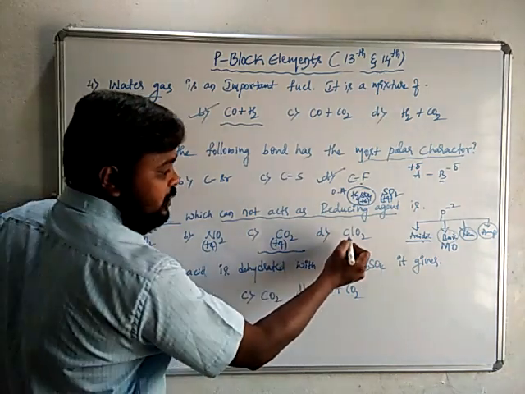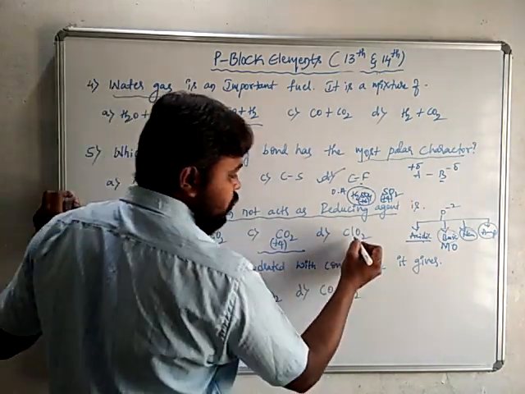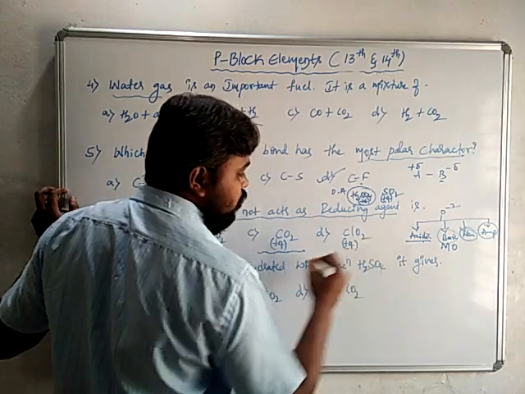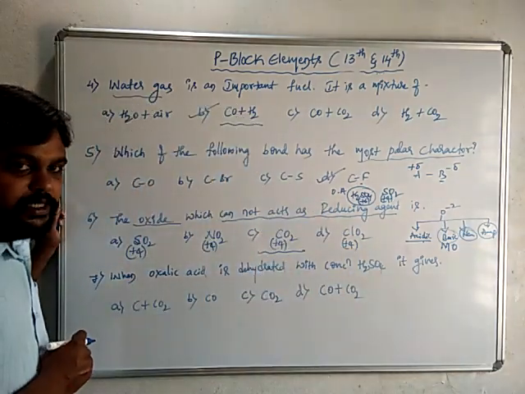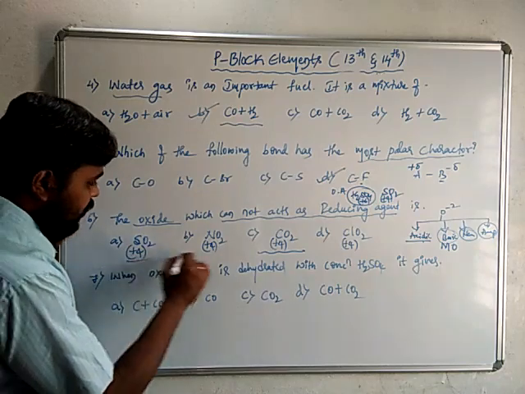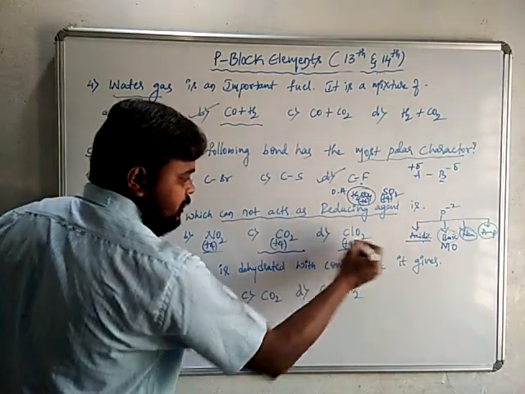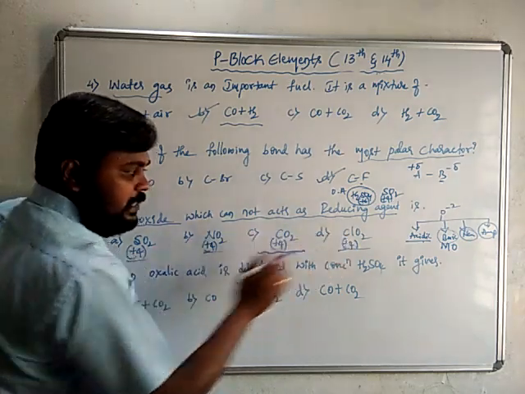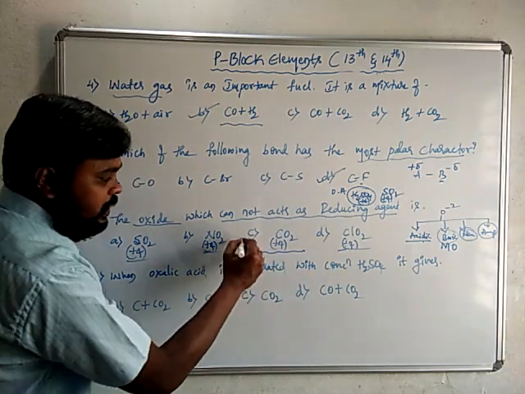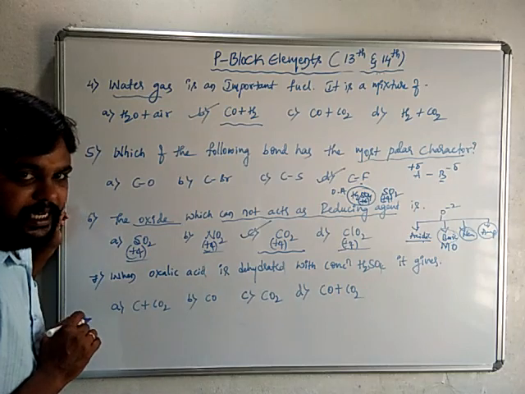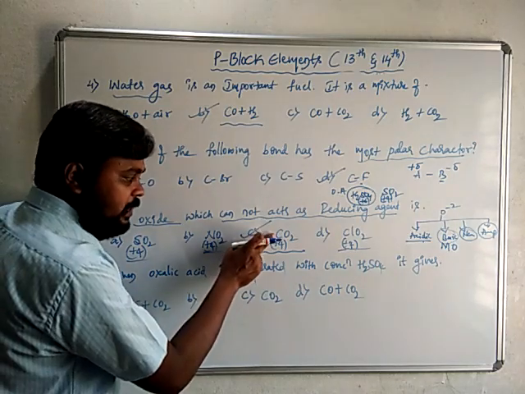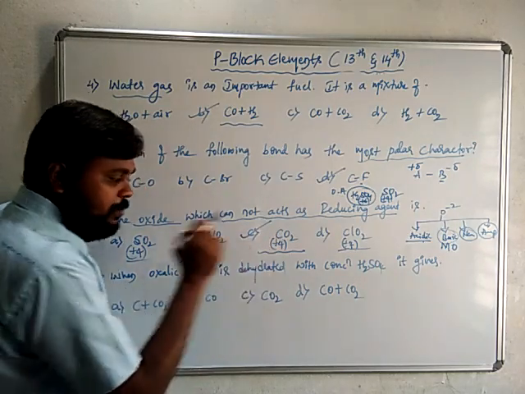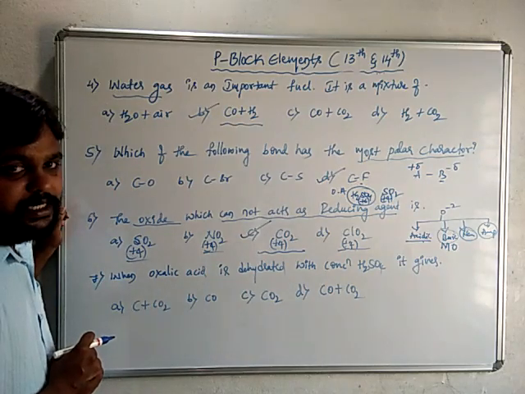Hence, option C is ClO2. Here its oxidation number is +4. Chlorine can show a maximum of +7 oxidation state. Hence these three, sulfur dioxide, nitrogen dioxide and ClO2, are not in a maximum oxidation state. Hence these three can act as reducing agents, whereas carbon dioxide can act as an oxidizing agent, because here the central atom, that is carbon, has a maximum oxidation state. It can act as an oxidizing agent.